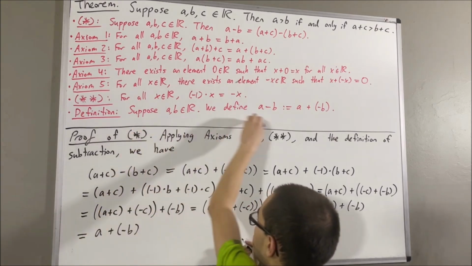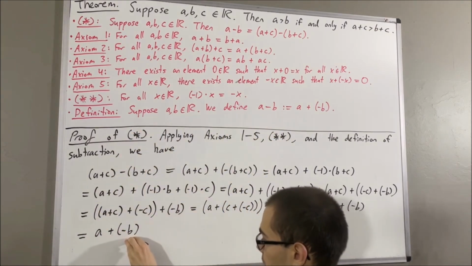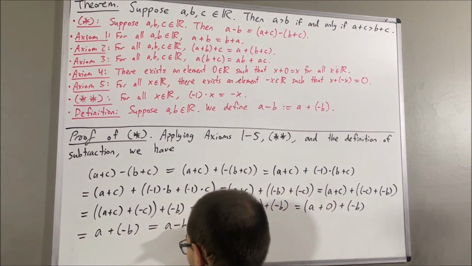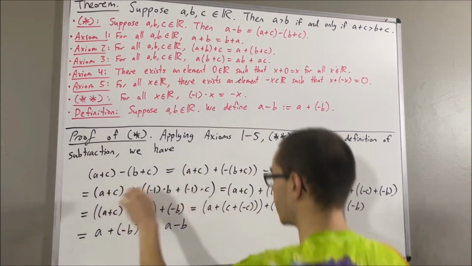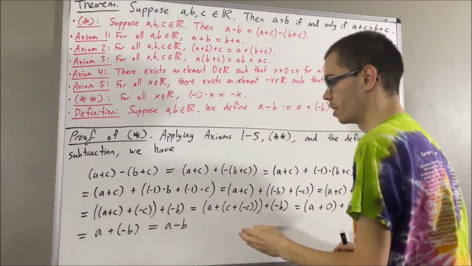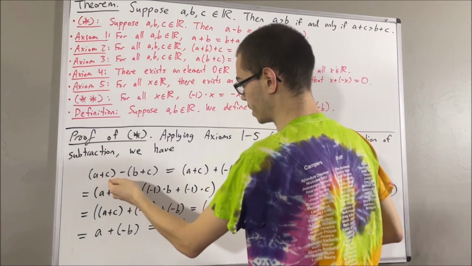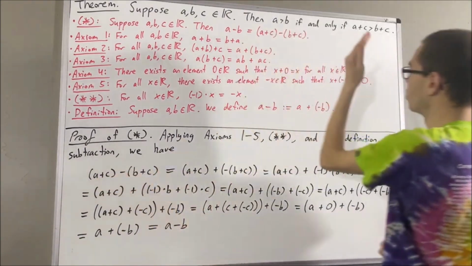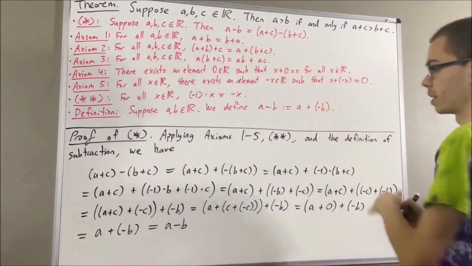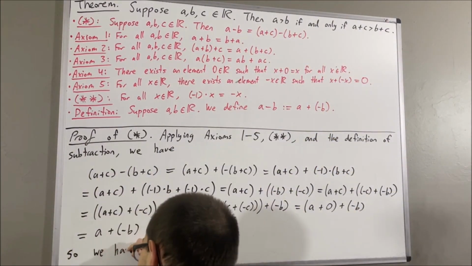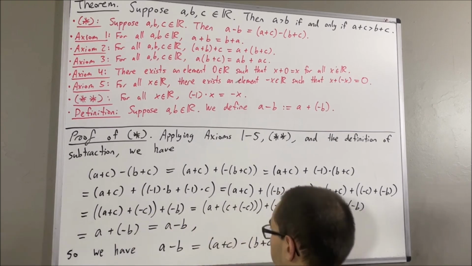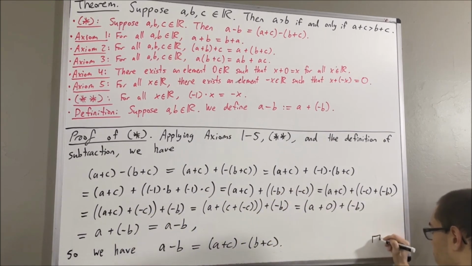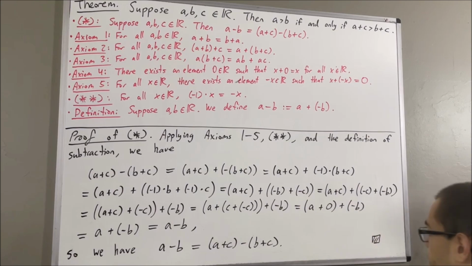And then by definition of subtraction, A plus the negative of B is equal to A minus B. So, through this chain of equalities, we have shown that A minus B is equal to (A plus C) minus (B plus C), which is exactly what we wanted. So this proves our preliminary result.